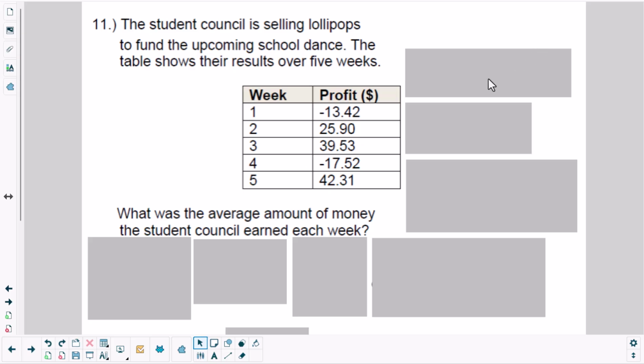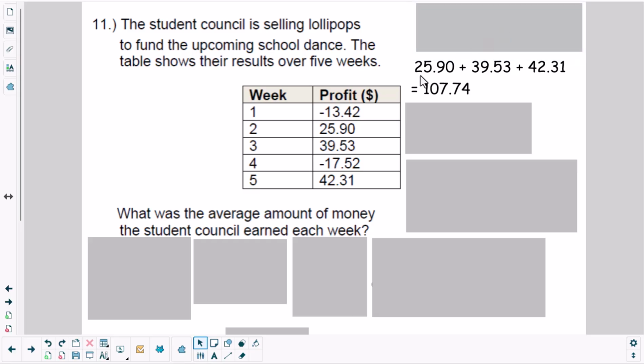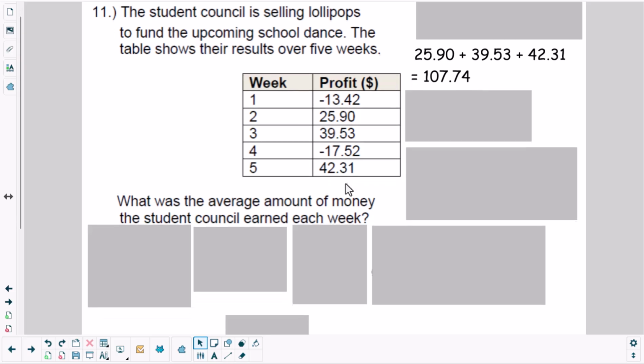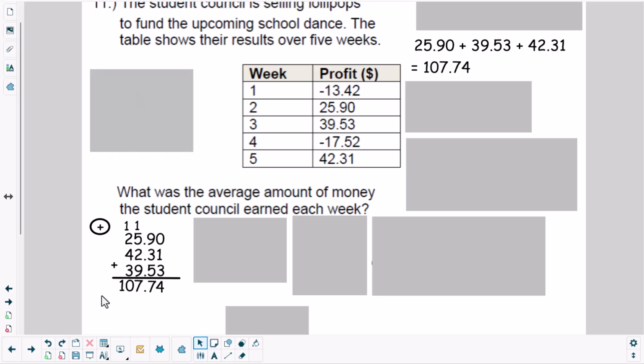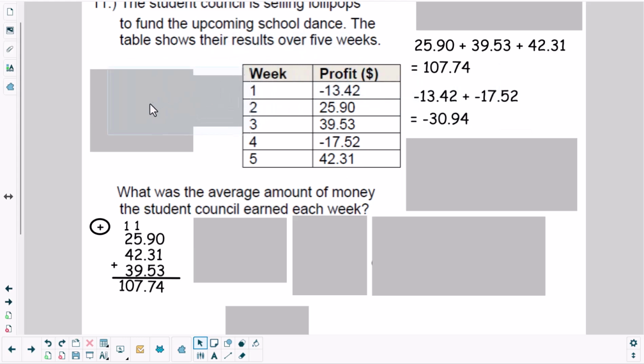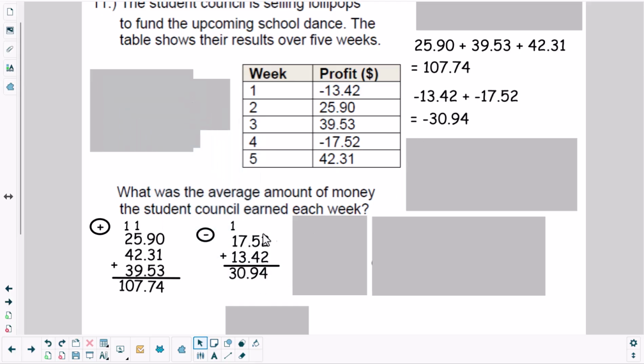So let's start by adding our positive values, the 25.90, the 39.53, and the 42.31 together. We will get 107.74. I did show that work down here. I put a plus sign next to them too, so I knew that it was addition. And then the negative numbers, we have negative 13.42 plus negative 17.52. So I also added those together. You can see my work here, and I got negative 30.94.